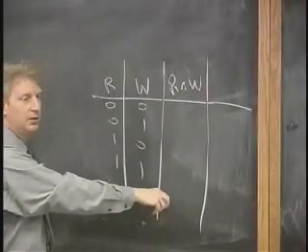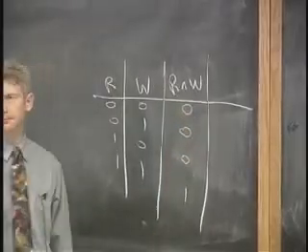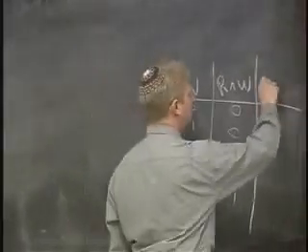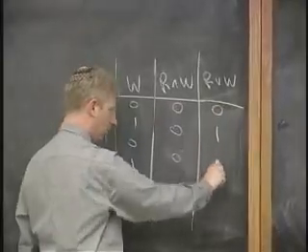There's 4 possibilities. Who can fill this in for me? 0, 0, 0, 1. Good. Okay? It's only 1 when both of them are 1. Now let's fill in R or W. That's going to be 0, 1, 1, 1.